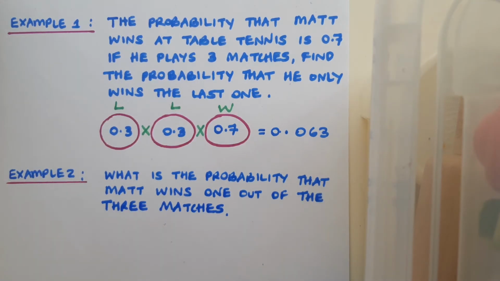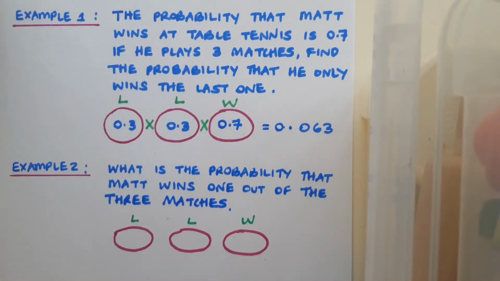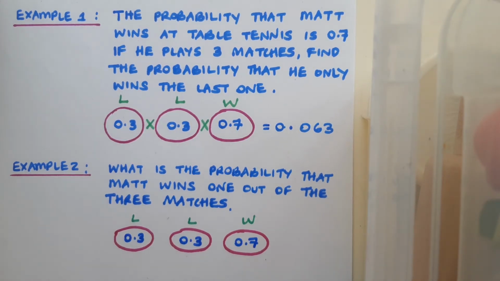Example 2 continues on from example 1. It asks, what is the probability that Matt wins only 1 out of his 3 matches? But this time it doesn't specify which match I want him to win. So we could have the same lose-lose-win scenario as before. The values for losing and winning stay the same, and that outcome still has a chance of 0.063.